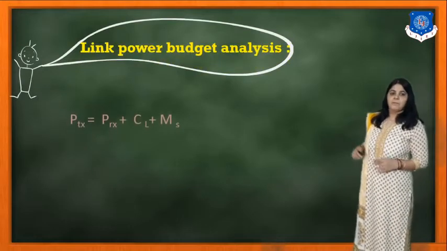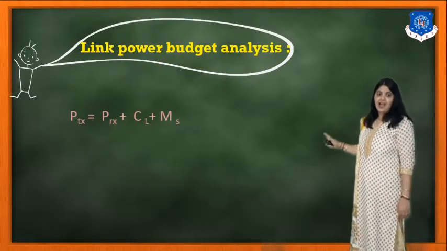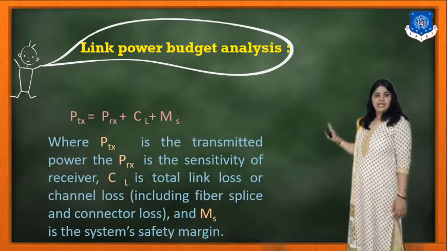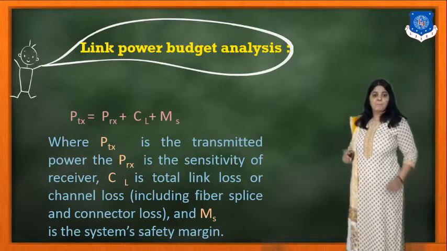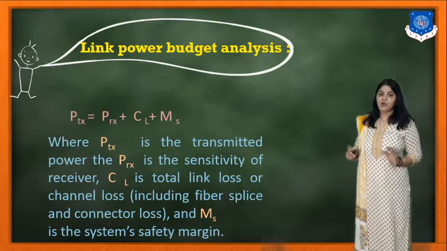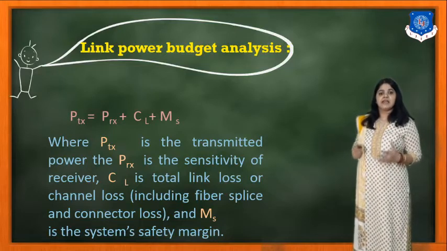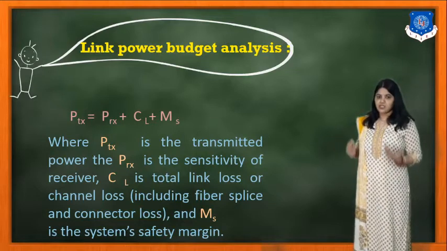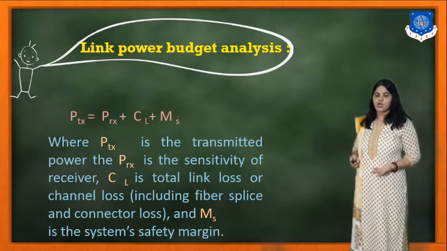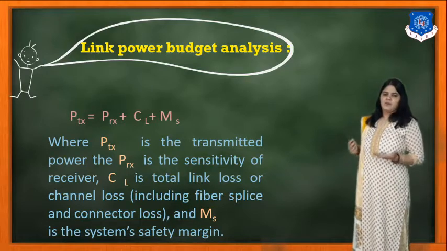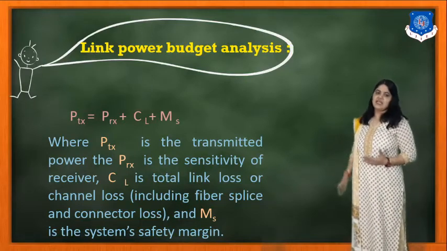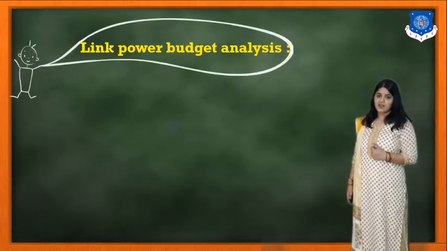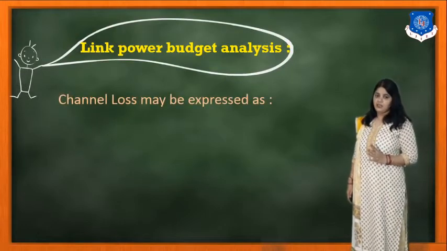So PTX is equal to PRX plus CL plus MS. PTX is the transmitted power, PRX is the sensitivity of the receiver, and CL is the total link loss or channel loss. These losses include the fiber loss, the splicing loss, and the connector loss. MS is the system safety margin. These three things in the equation account for any loss.